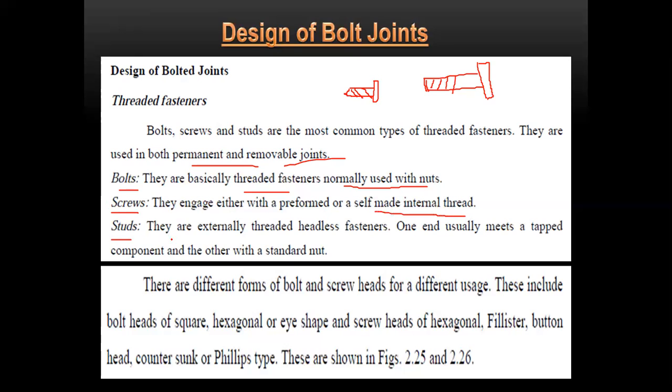Next one is stud. They are externally threaded headless fasteners. One end usually meets a tapped component and the other end a standard nut. There are different forms of bolt and screw heads for different usage. These include bolt heads of square, hexagonal or I shape, and screw heads of hexagonal fillister.